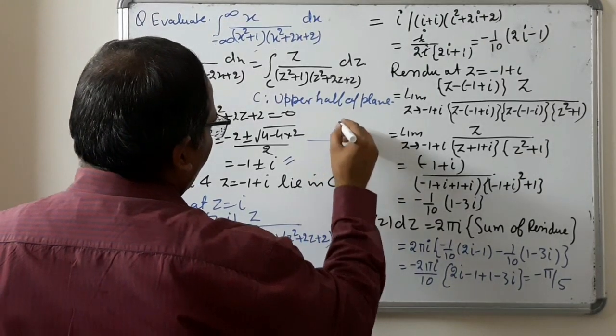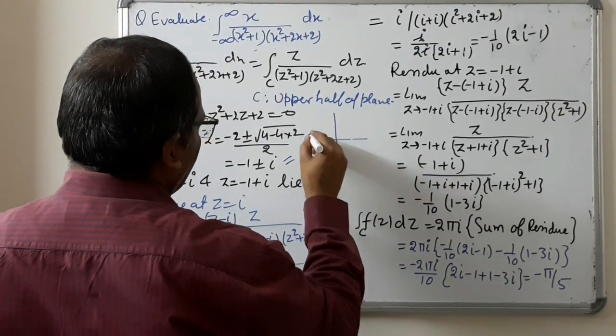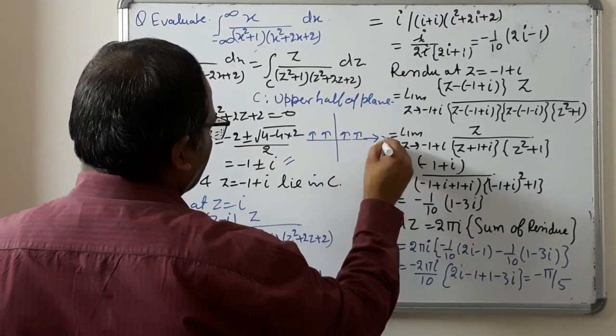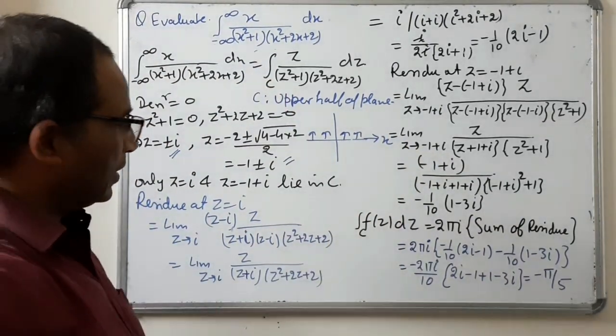If this is the upper half of the plane, and we are saying that the things above this line, this x-axis, will be this region, right?